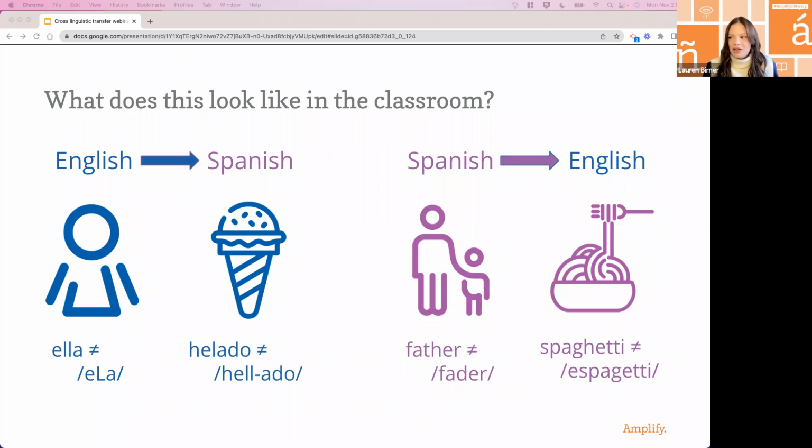Another common error that you might see is something like students writing espagueti, right? This happens oftentimes because in Spanish, words don't normally begin with a consonant cluster. So something like spaghetti doesn't exist in Spanish. So espagueti, again, is another approximation using what they know in one language to help support their development in another.